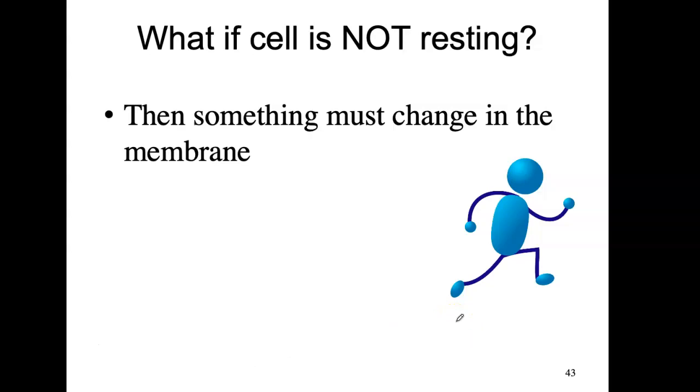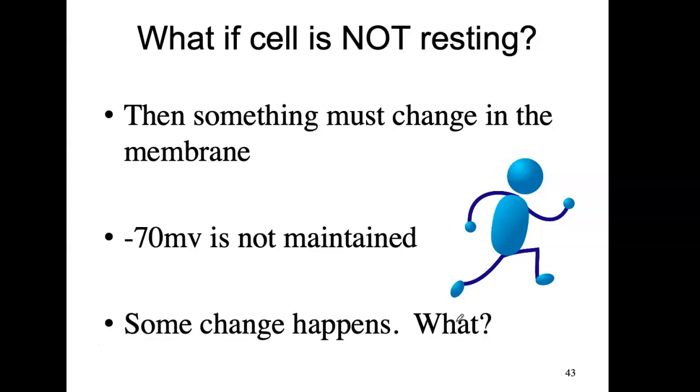So something's happening. But given that we have that ion difference, something has to change in the membrane for that ion difference not to stay at that stable minus 70 millivolts. Something changes. So minus 70 is not maintained. And how do we do that? The change has to happen in the membrane.